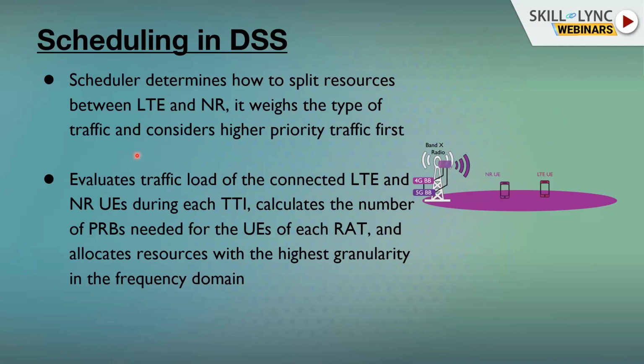Also evaluating traffic load of the connected LTE and NR UEs during each transmission time interval. So it needs a way of doing this traffic modeling and being able to weigh the traffic load currently in the network. And obviously, we need to be able to calculate the number of PRBs needed for the UEs of each radio access technology and allocate resources with the highest granularity in the frequency domain. These are some of the things we need in the DSS scheduler.